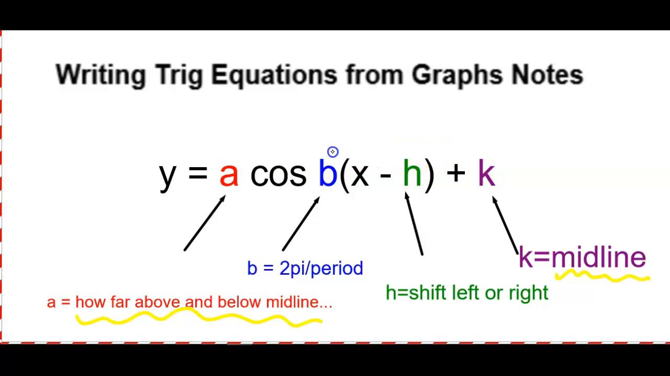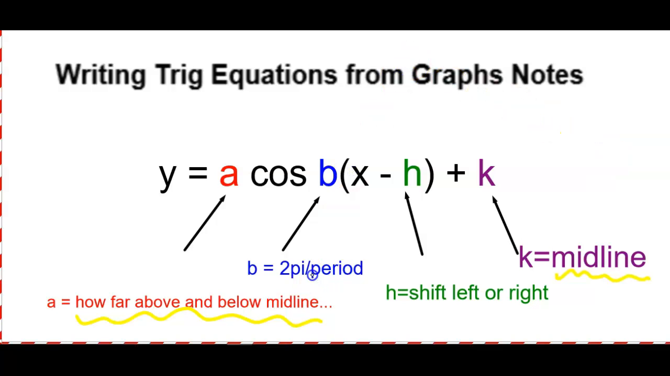Okay? The period, remember you can measure the period from anywhere as long as you get one full cycle in. Doesn't matter if you're calling it sine or cosine, the period is the same. And then to find the b that goes in the equation, you take 2 pi divided by whatever period you figured out on the graph.